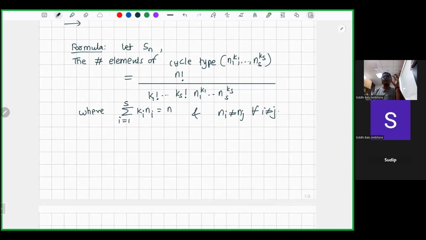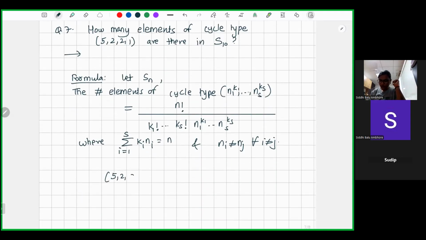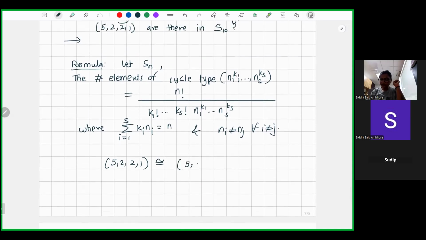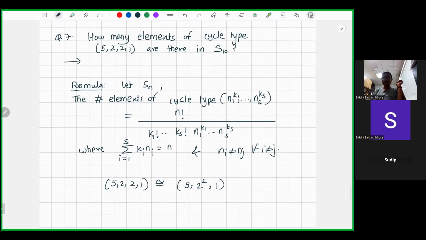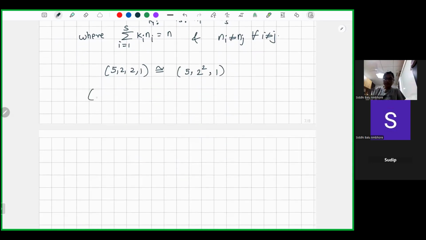This is the formula. So here, the cycle type 5, 2, 2, 1, I will write in compact form as 5, 2 square, and 1. Why we are doing this is because when we write a cycle type, these are disjoint cycles. None of the numbers in one cycle is repeated in another cycle. So these are completely disjoint cycles. In that case, if I choose this kind of cycle, for example, 1, 2, 3, 4, 5, 7, 8, 6, 9, and 10, this cycle is equal to this cycle.